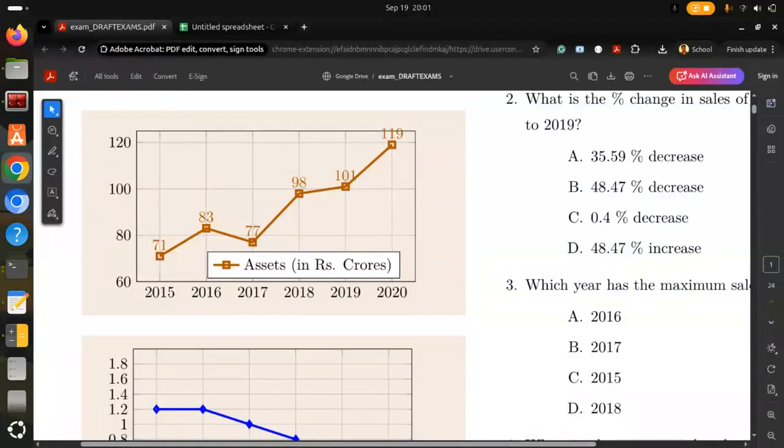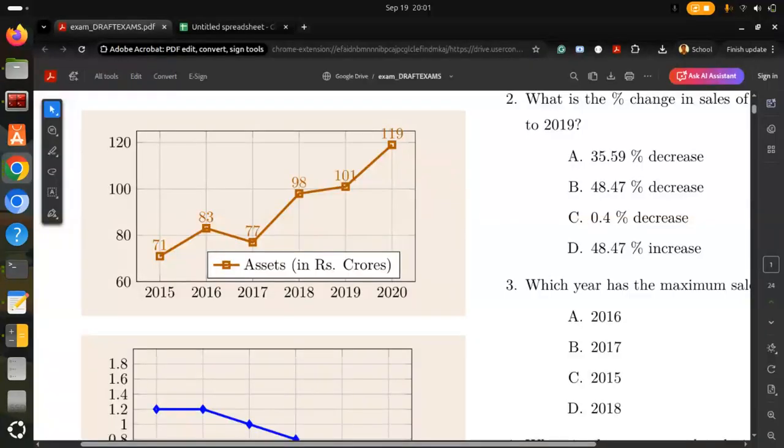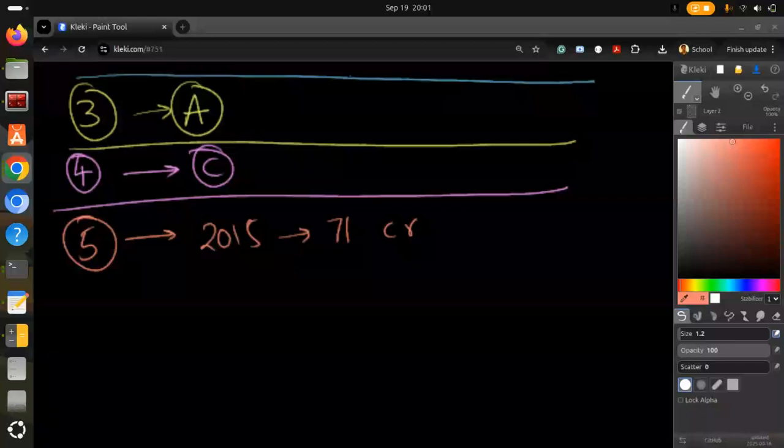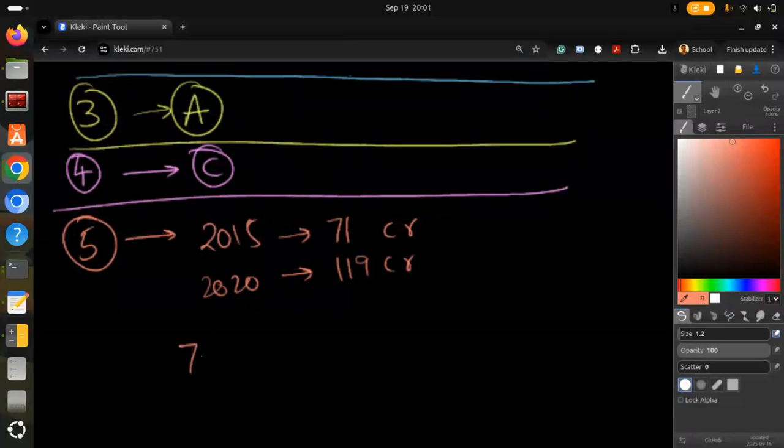Let's say in 2015, the assets are 71 crores. Then in 2020, the assets are 119 crores. So basically, what is happening? 71 is growing by some percentage. So that is 1 plus R.